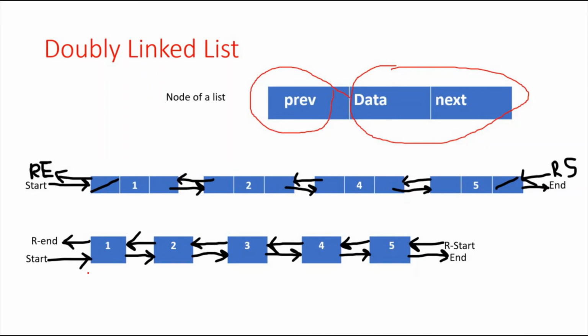Here you can see the start, moving forward and moving back, and here we reverse start from backward to forward, reverse start to reverse end. This is how a doubly linked list is represented. We can move to any element, from any node to any element, in the doubly linked list.